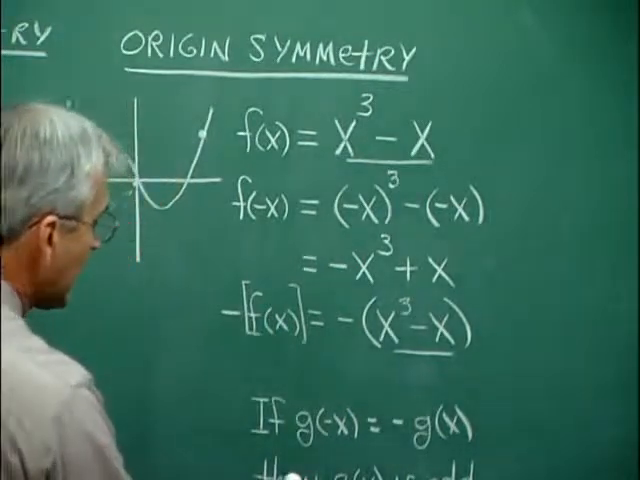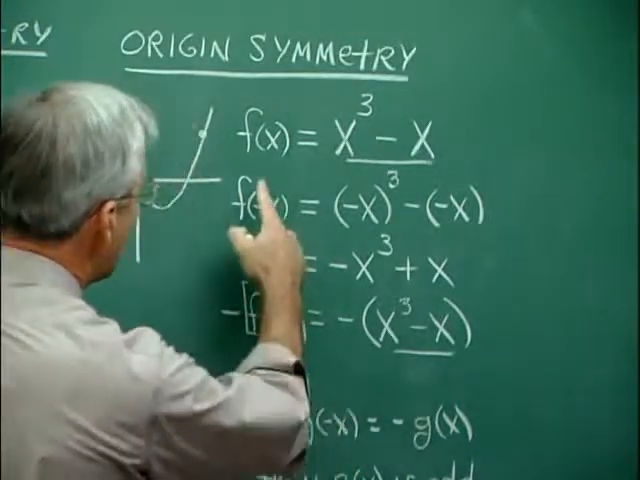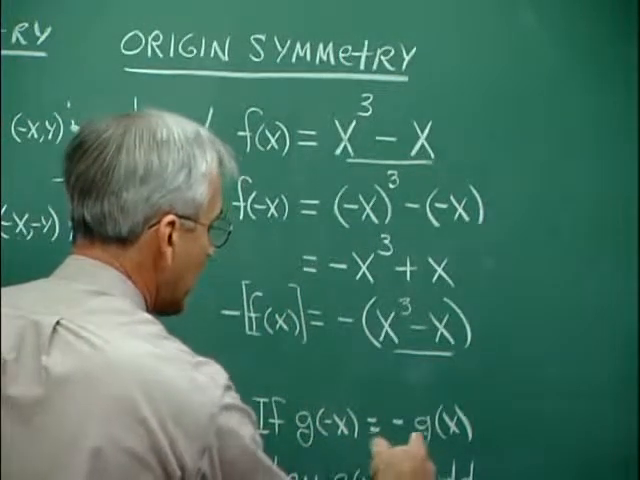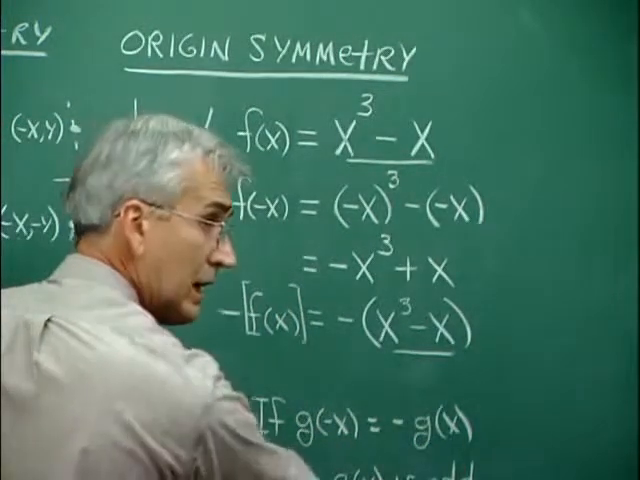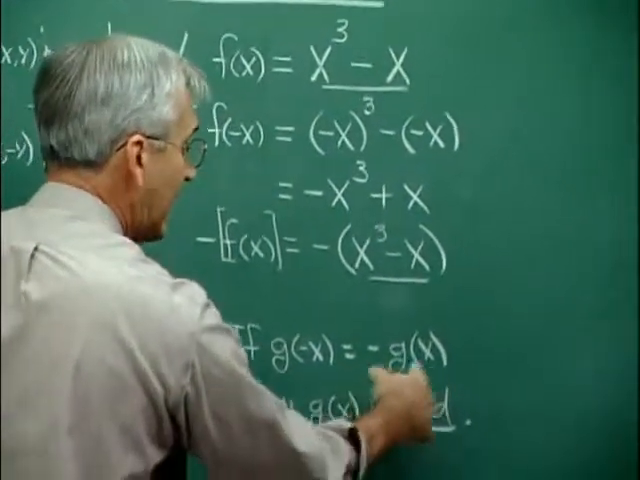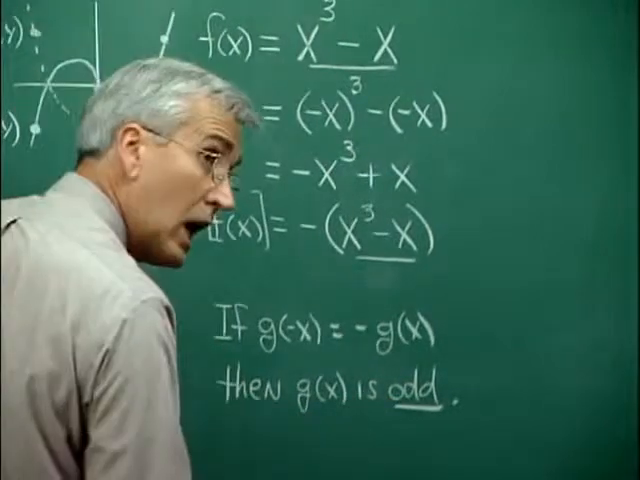And if it's the case that, and I'm using g here and f here, but it really doesn't make any difference, if g of negative x is equal to the negative of g of x, then g of x is odd. Same idea with f of x. If f of negative x is equal to the negative of f of x, then f of x is odd.